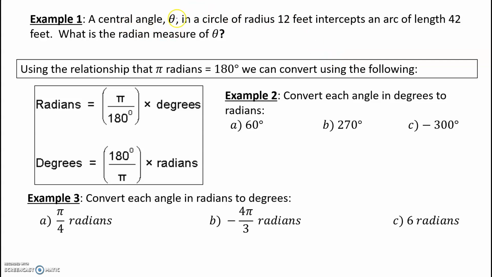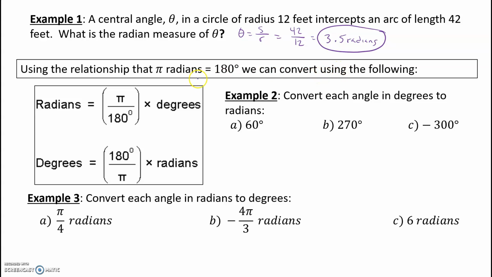So the first one says a central angle theta in a circle of radius 12 feet intercepts an arc of length 42 feet. What is the radian measure of theta? So again, we have theta equals S over R as our formula. And that's arc length over a radius. So our arc length was 42 feet and our radius was 12. When we divide those, we get 3.5 radians.